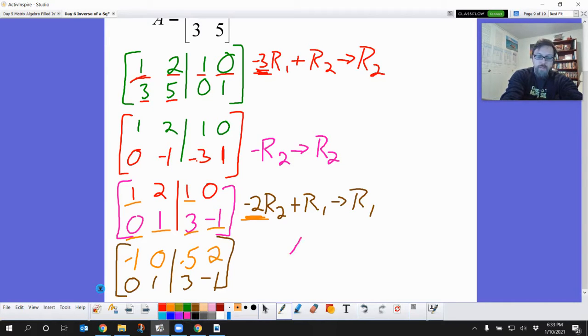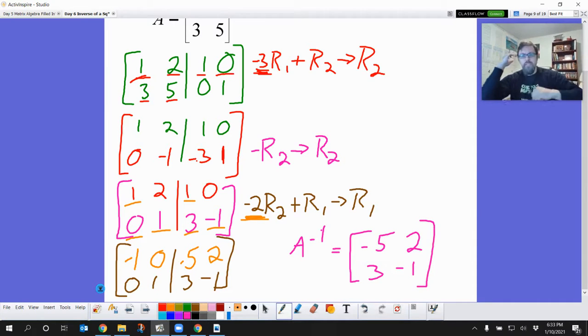So our inverse is just what's left in there. -5, 2, 3, -1. And just like when we were solving systems, you can type these into your calculator and make sure that what you're getting here is matching your calculator. So you can use the calculator to double check.